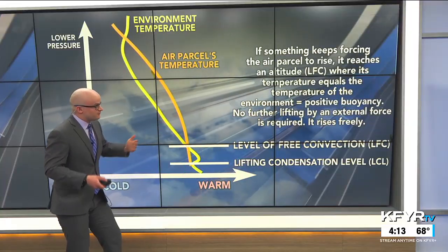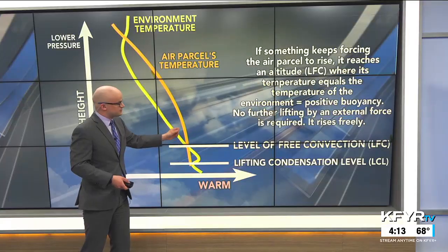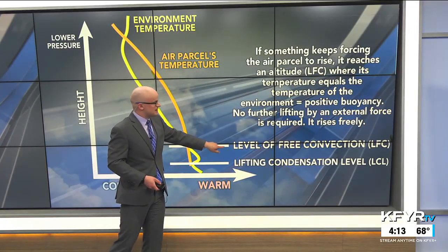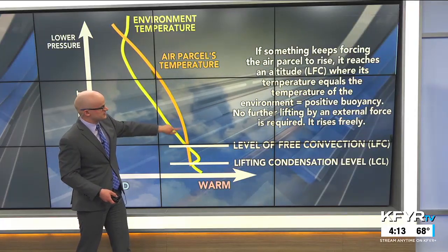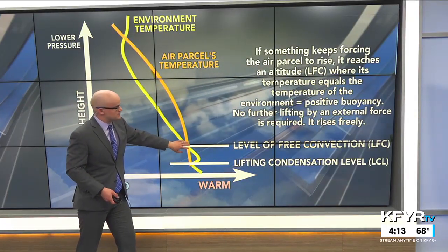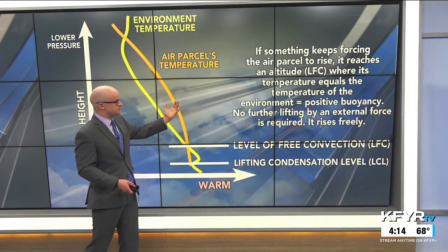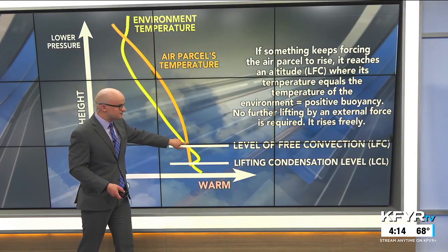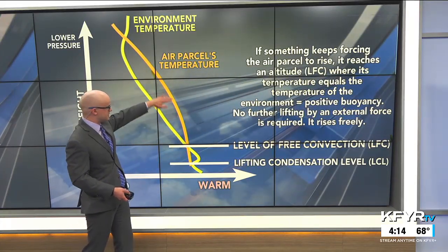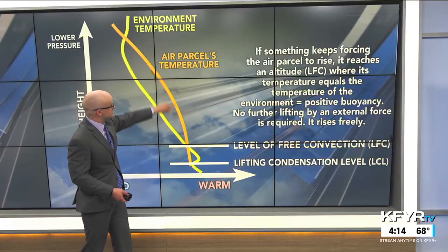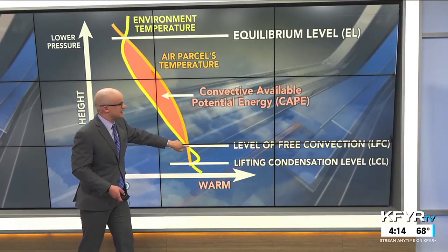So if something keeps forcing those parcels of air to rise, they reach an altitude called the LFC, the level of free convection, where the parcel temperature equals the temperature of the environment, and that means we have a positively buoyant blob of air that's going to continue to rise. So there is no further lifting by an external force needed. That parcel of air is going to continue to rise freely because this orange line is warmer than the environmental temperature. And again, that starts at the LFC.